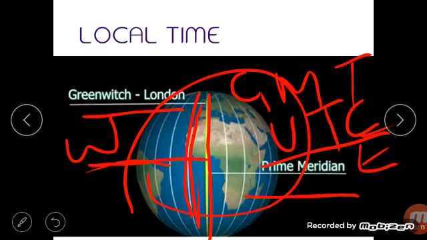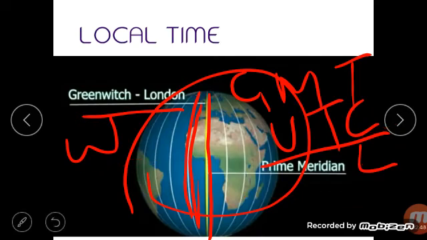Those places facing east are ahead of the prime meridian, and those located west of it are behind the prime meridian, which is also called UTC. Important thing: Coordinated Universal Time and GMT are the same. GMT, Greenwich Mean Time, is now called Coordinated Universal Time.